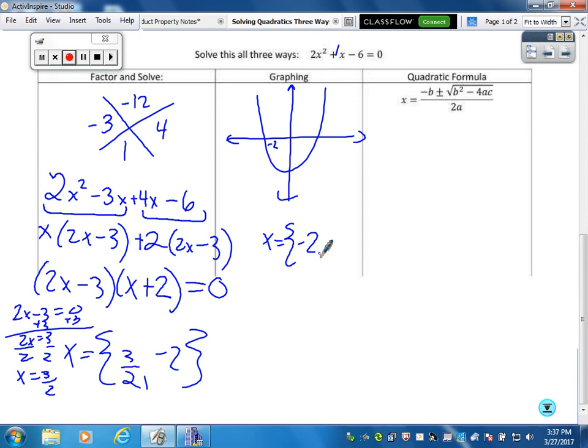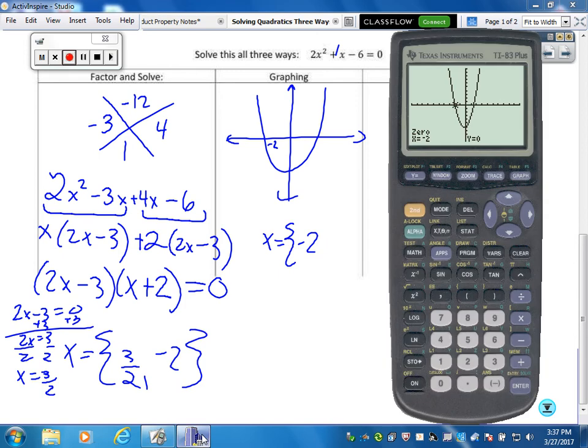But we see that it's hitting at another spot as well, right over here. So let's go figure out where that is. We already know because we solved it over here with factoring, but let's see what we get. So we're going to hit second, and then trace, which is our calc again. We're going to go to option 2.